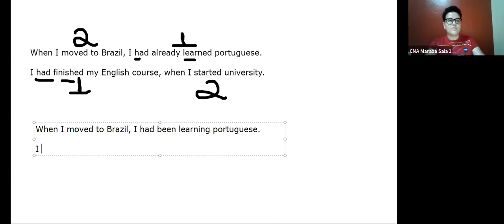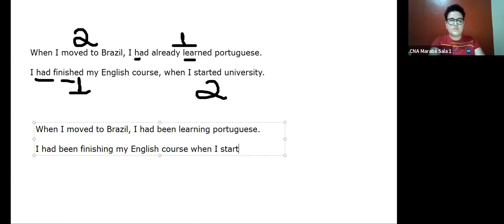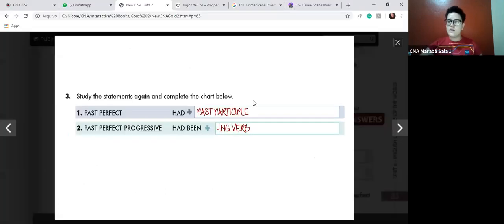Yes, I can use this example as well. So I had been finishing my English course when I started university. So I was almost finishing, I was almost done with my English course when I started university. The first situation was in progress when I started doing the second situation. This is the definition of the past perfect progressive.